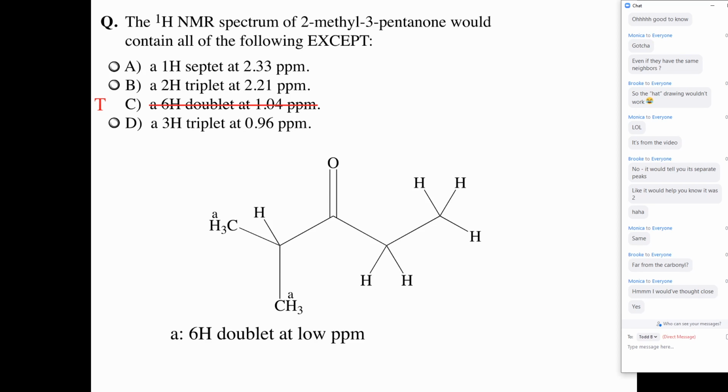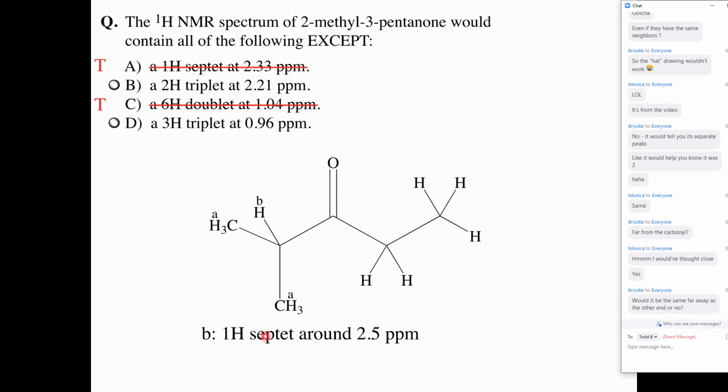Okay, what about this H? I'm going to call it B. This B, do you agree? For B, it's 1H. Why is it a septet?